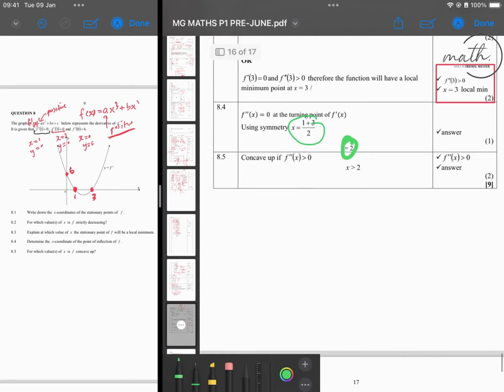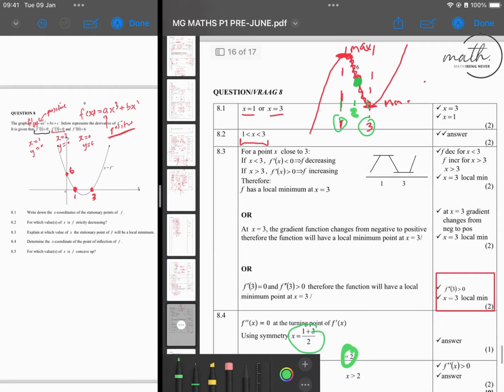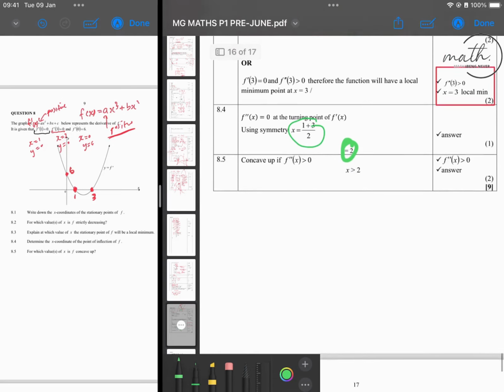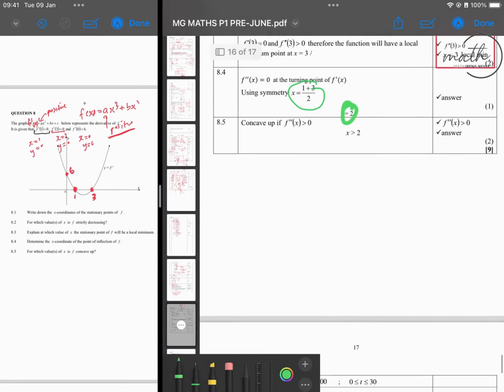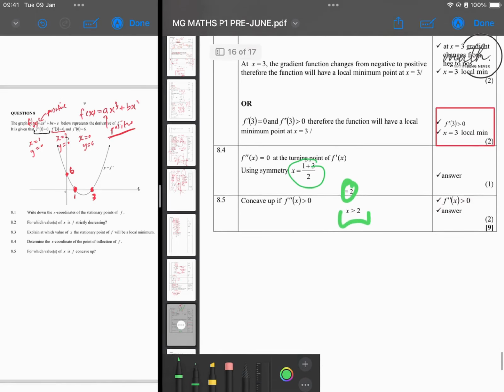For 8.5, for which values of x is f concave up? Again, our sketch helps. So it's concave up here. That is from 2 and greater, or after 2 basically. So that is x is greater than 2. As you can see, bigger than 2.